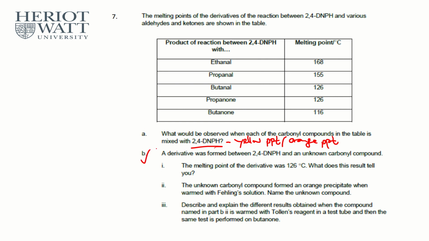So that's for A. For B, a derivative was formed between 2,4-DNPH and an unknown carbonyl compound, right? The melting point of the derivative was 126 degrees Celsius. What does this result tell you?